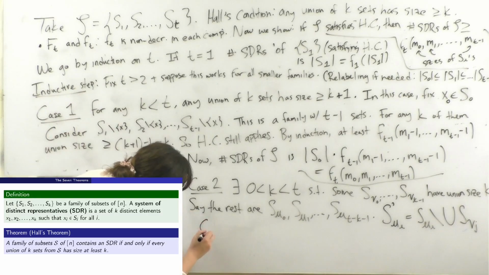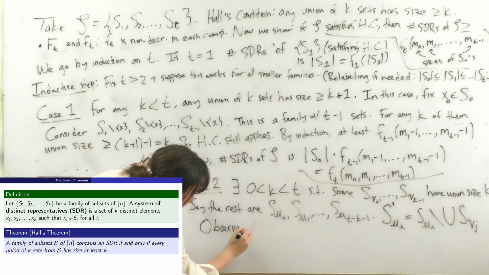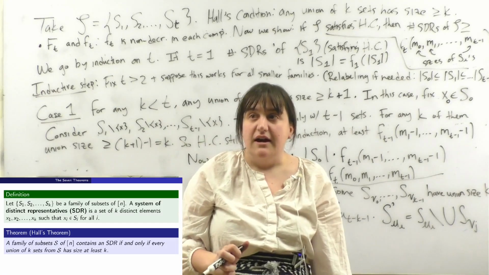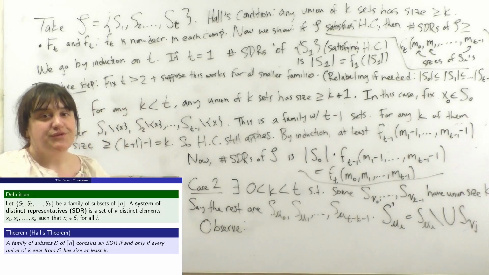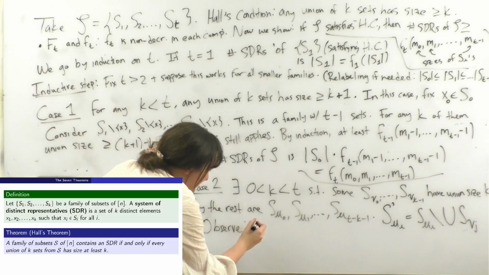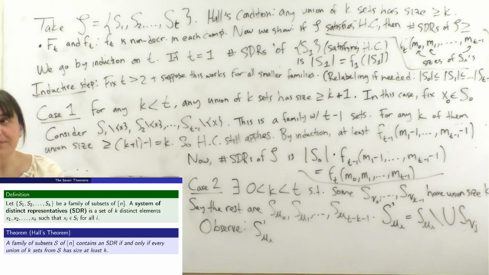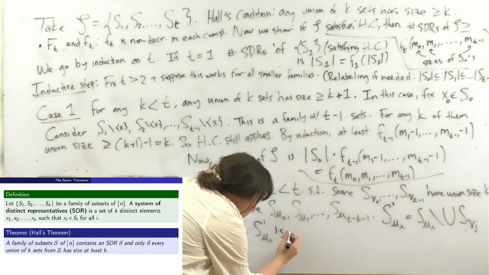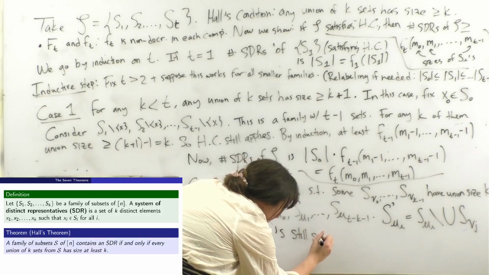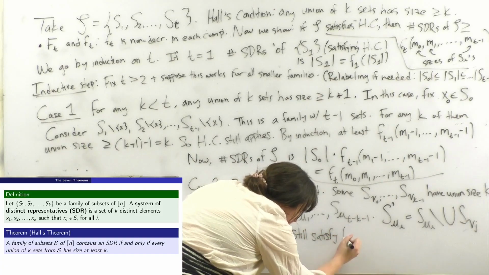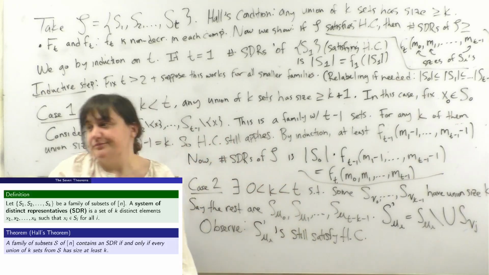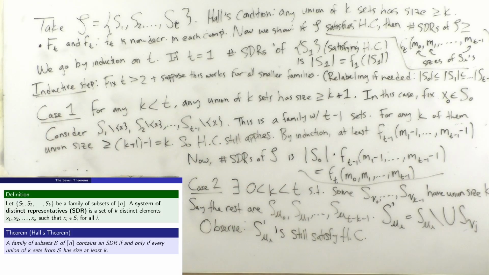Okay. I'm going to say observe these S prime of mu i's do still satisfy Hall's condition. How would you check that? I don't really want to write it down.